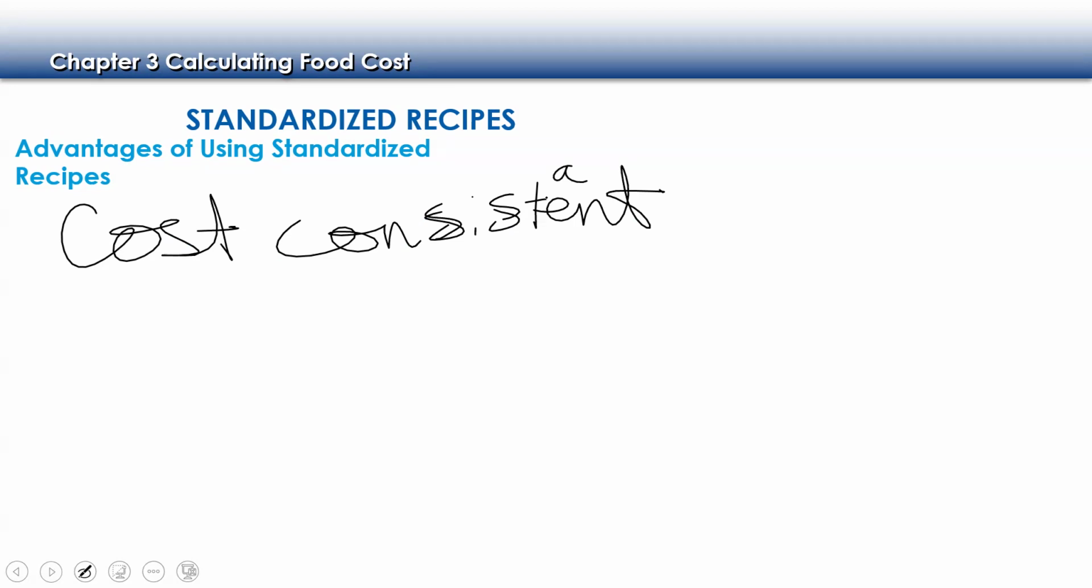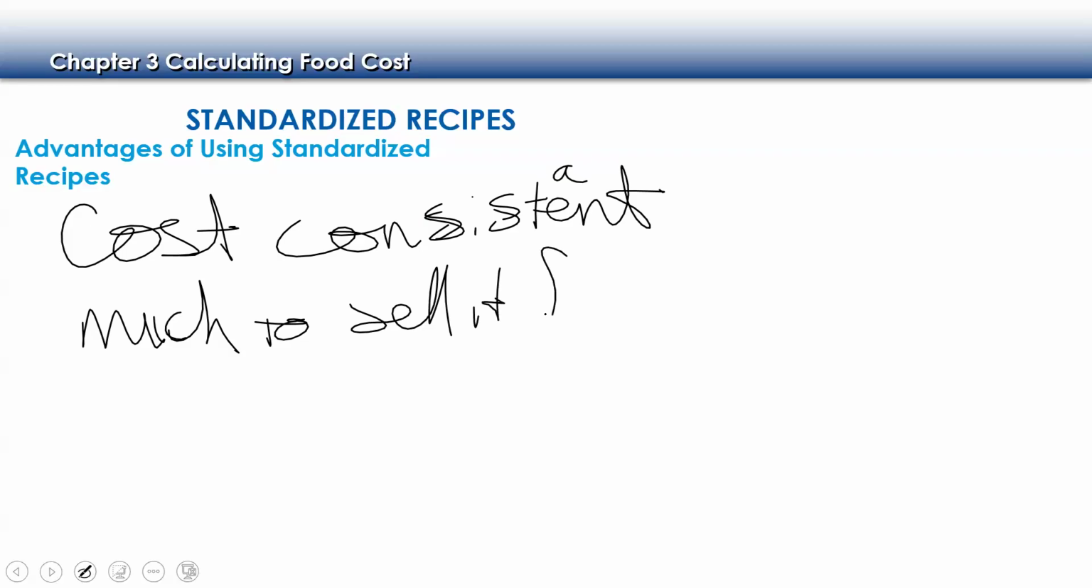What else? You know how much we're going to sell it for. Yeah, so we can use that cost to figure out how much we're going to sell it for. Good.